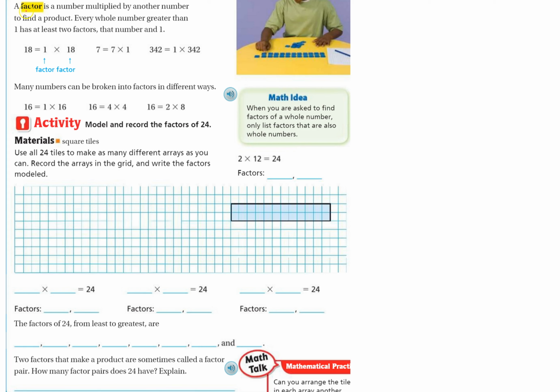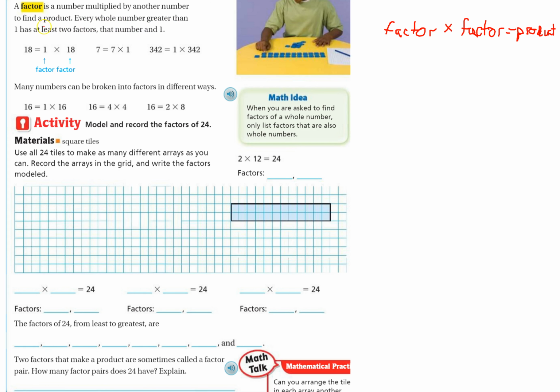So let's get started. A factor is a number multiplied by another number to find a product. We know that. Remember, we did factor times factor equals product. Product is just the answer to a multiplication problem. So the factors are just those numbers that we're multiplying to get a product.